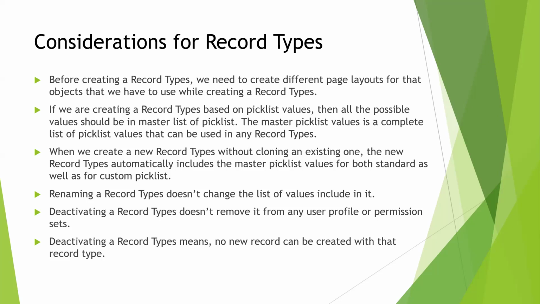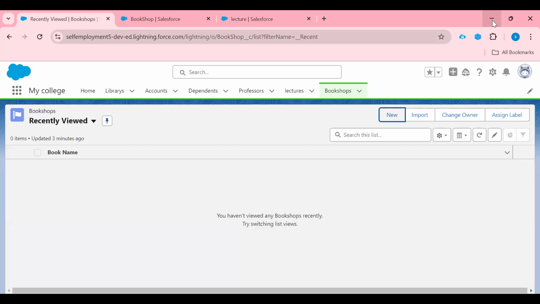So the next point is, deactivating a record type does not remove it from any user profile or permission set. It means if I deactivate a record type, it does not get removed from the profile. It should be there, but it will not work, right? So deactivating a record type means no new record can be created with that record type. That is the meaning of deactivating, right? So these are all the considerations we need to follow while creating a record type.